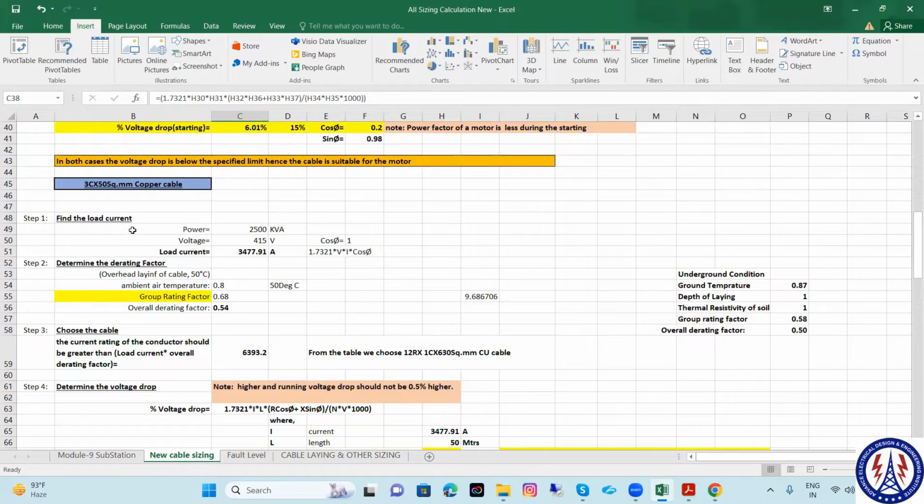Now I'm taking a different example. Suppose it's a transformer which is having 2.5 MVA load. So current is this, my rating is this. I will divide it with the rating. So it is coming 6090 current. So I will go to the catalog.